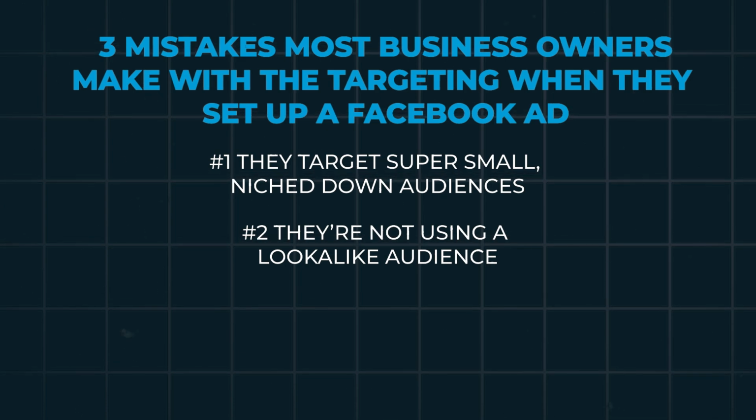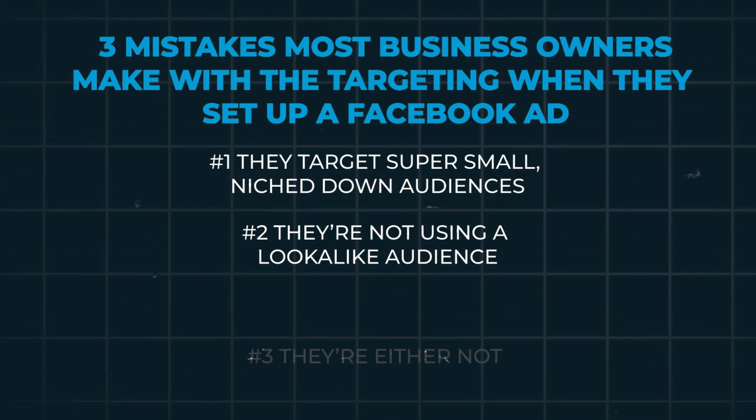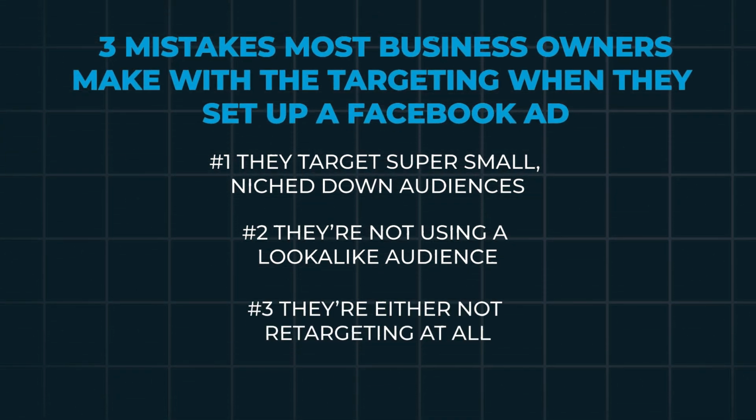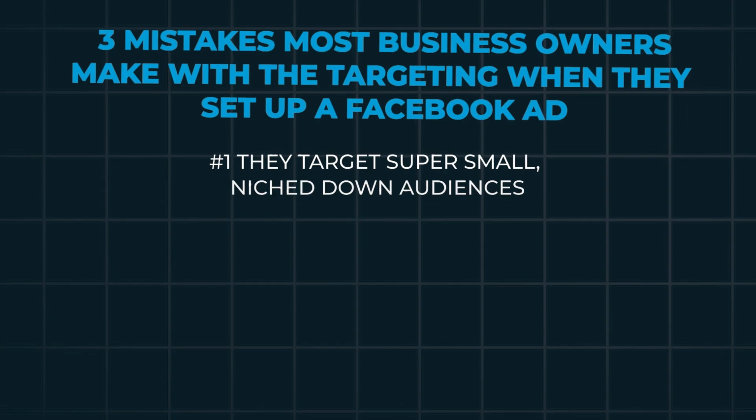Number 2, they're not using a lookalike audience. And number 3, they're either not retargeting at all or they're doing mass retargeting, aka retargeting everyone in the same audience. So let's get into what you need to do instead, starting with mistake number 1.